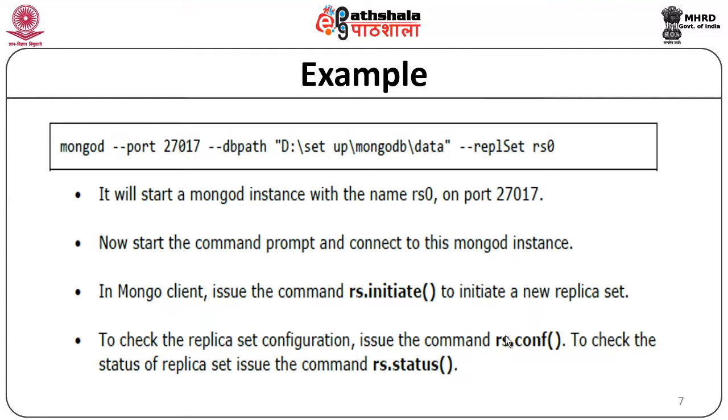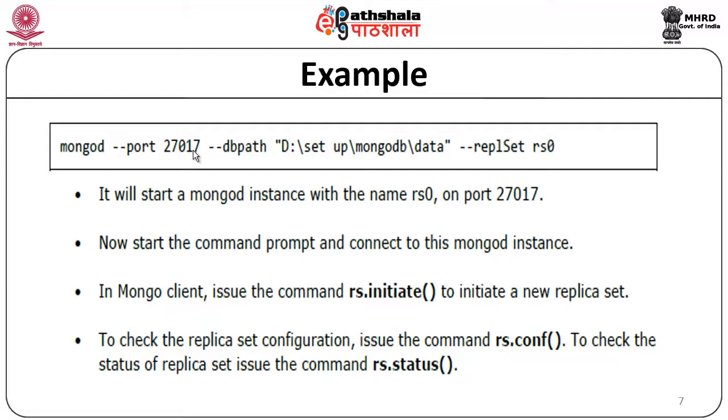For example, you have a command: mongod port number 27017, the database path is this path and the name of the replica set instance is rs0. Now, what it will do is it will start a mongod instance with the name rs0 on the port 27017.